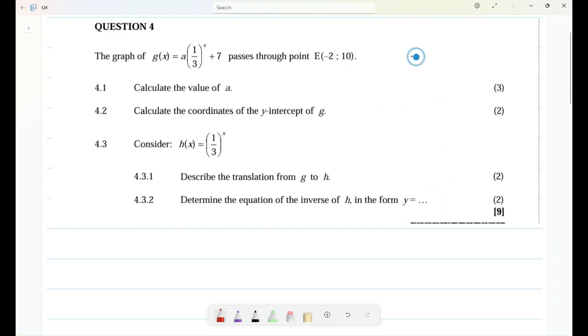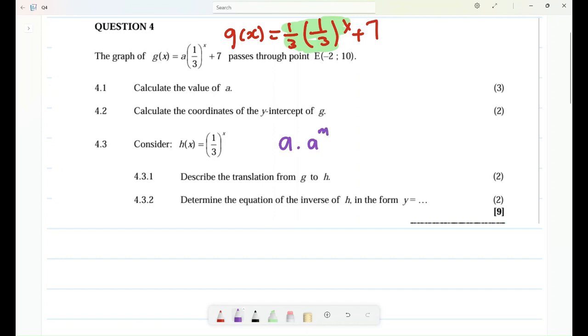Let's note this. So now our equation is g of x equals 1 divided by 3 to the power of x plus 7. But please take note of this. These have the same base, right? So this is the same as me saying a multiplied by a to the power of m, which is the same as a. Remember, if the bases are the same and they multiply each other, the exponents will add, 1 plus m, because here it has an exponent of 1, right? You all agree with me? So let's apply that law here.